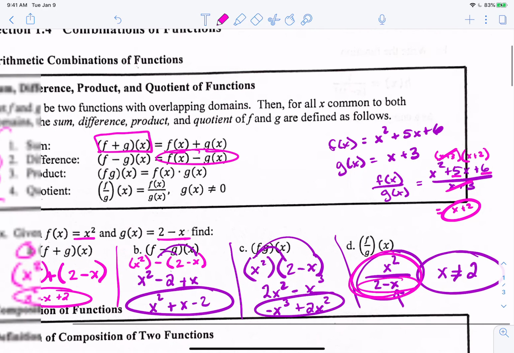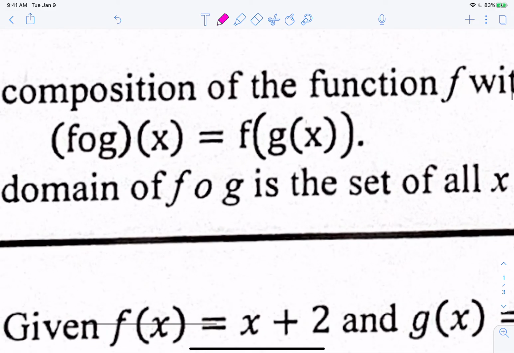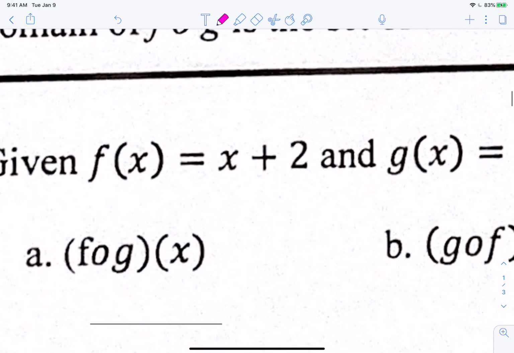Okay? Good? Down here, definition of composite functions. This is like the f of g, right? f composed with g. This is like f of g of x. So when they write it like that, you put the inside into the outside. So g of x goes inside of the f function. I had this on the ACT.